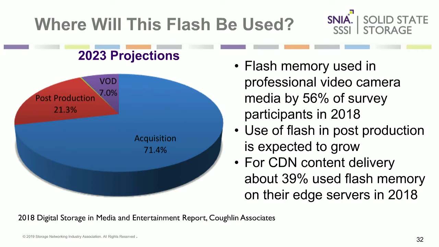And looking at where flash should be used, the overwhelming majority by 2023 we expect still will be in acquisition at 71%, followed by post-production at 21%, and video on demand, various types of content distribution, at about 7%. Our survey shows that about 56% of the survey participants use flash memory for their camera media, reminding you of that again. And this flash in post-production is growing in 2023 over prior years. And about 39% use flash memory on their edge servers for the content delivery networks in 2018.